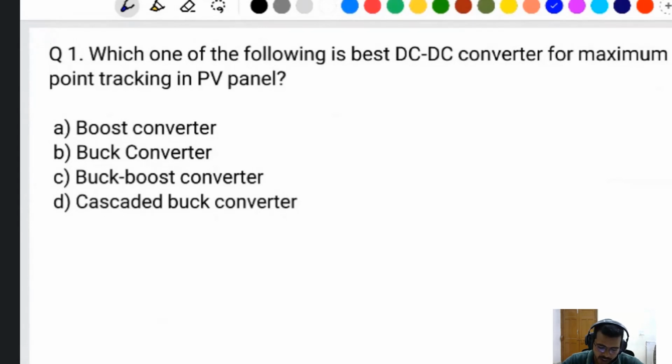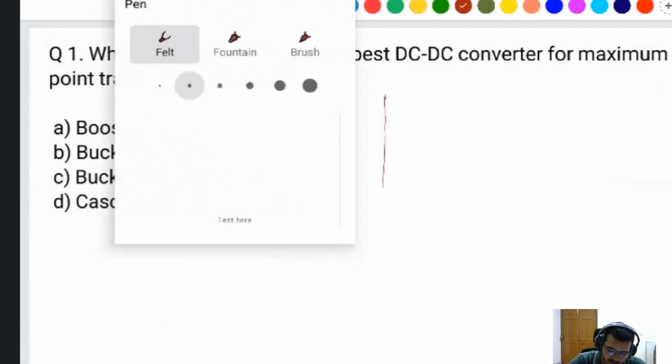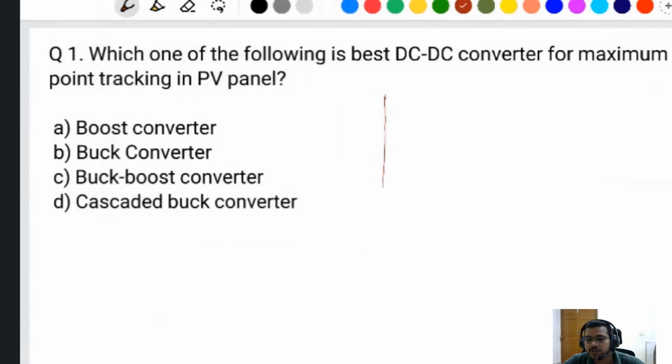Here the first question is: which one of the following is the best DC-DC converter for maximum power point tracking in the PV panel? Someone says C option. Yes, this is the correct option.